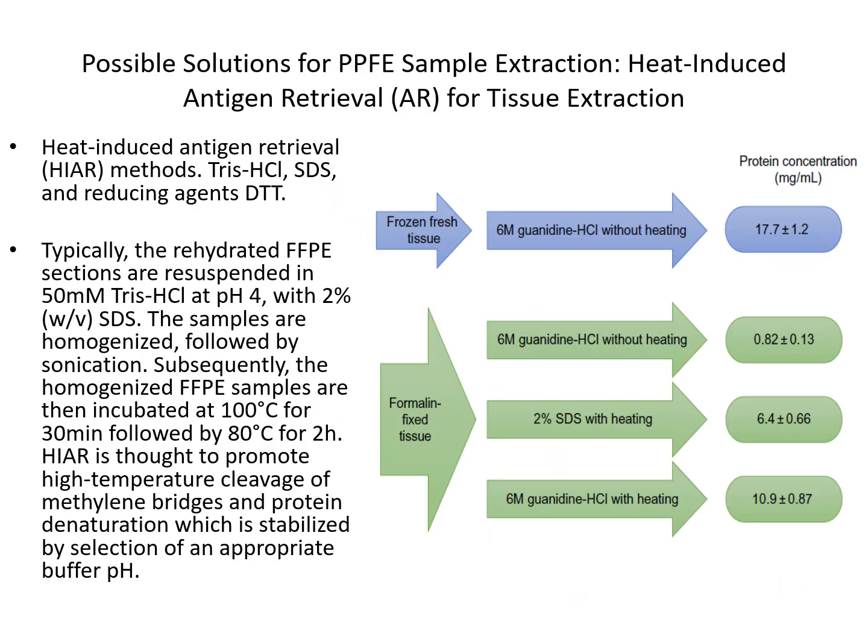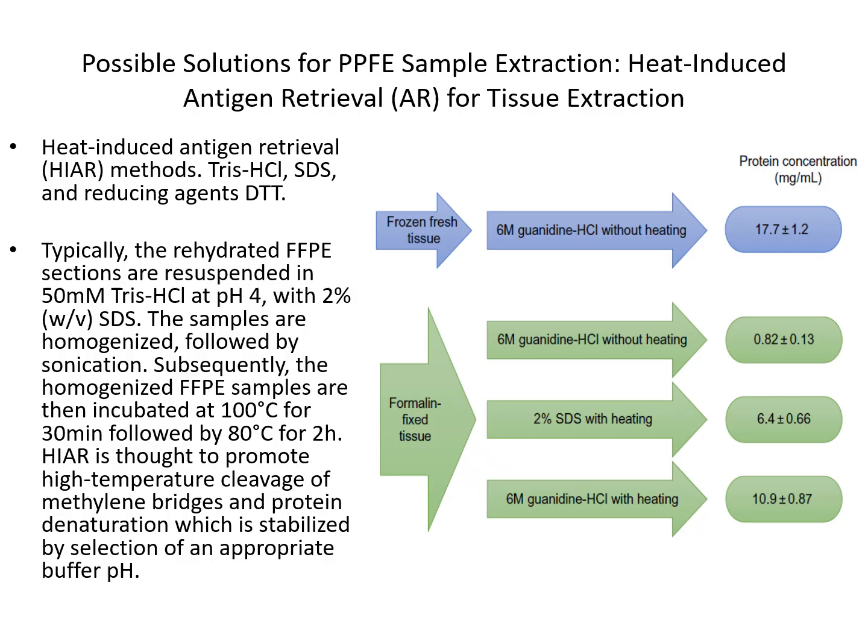And to solve this problem, we can use the heat-induced antigen retrieval (HIAR) method, so that we can remove that cross-linking protein and then get the pure protein. Typically, the rehydrated FFPE sections are resuspended in 50 millimolar Tris-HCl pH 4 with 2% SDS, and then the samples are homogenized, followed by sonication. Subsequently, the homogenized FFPE samples are incubated at 100 degrees Celsius for 30 minutes, followed by 80 degrees Celsius for 2 hours. HIAR is thought to promote high-temperature cleavage of the methylene bridge and protein denaturation, which is stabilized by selection of an appropriate buffer pH.